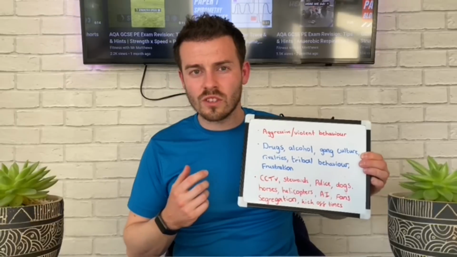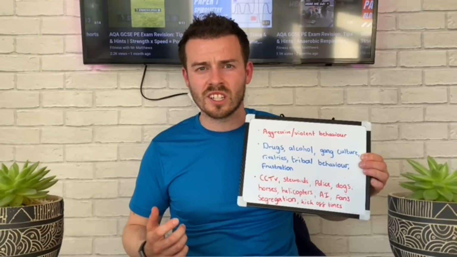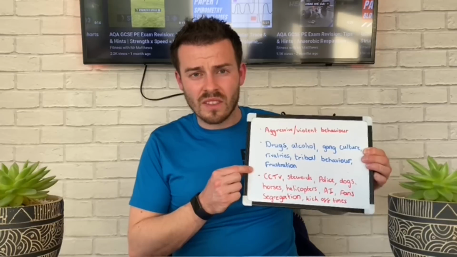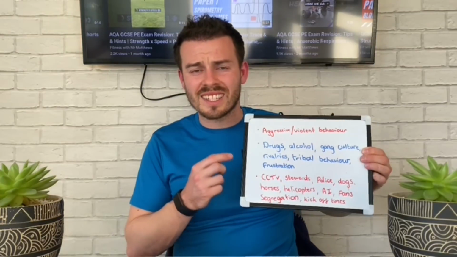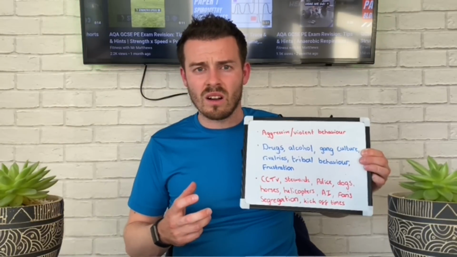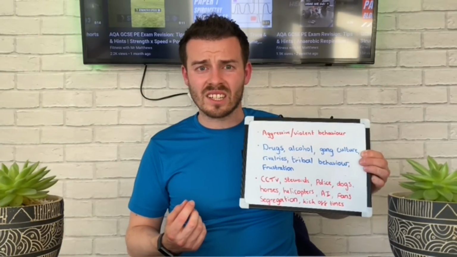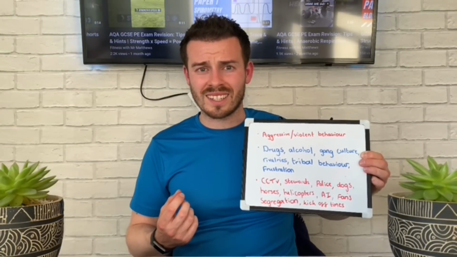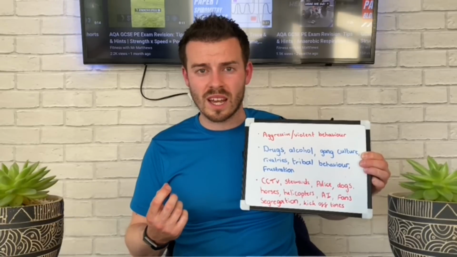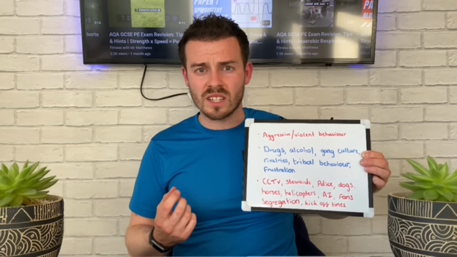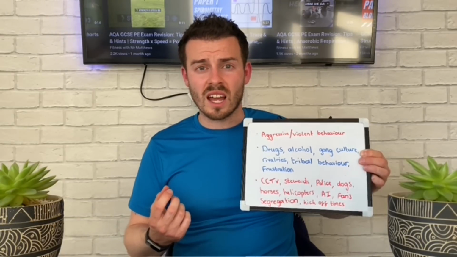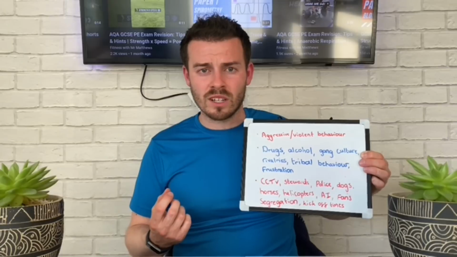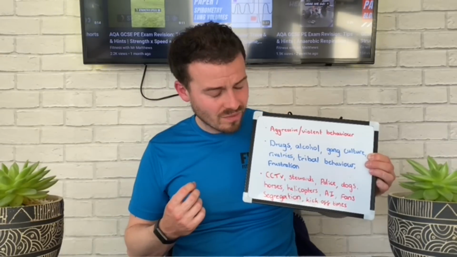So how do the authorities combat hooliganism? There are a number of tactics that they use. Firstly, they use CCTV. CCTV cameras are in all stadiums and surrounding areas. And the idea being that they are in place to act as a deterrent, but if anything were to happen, then the authorities can look at the footage, review it, and establish who was involved and exactly what happened.